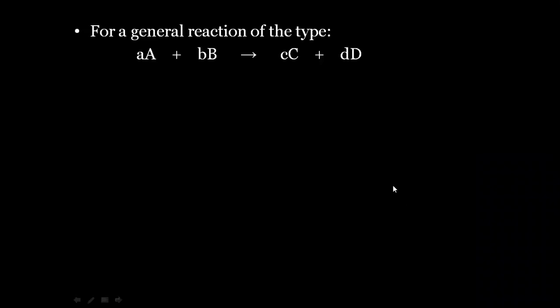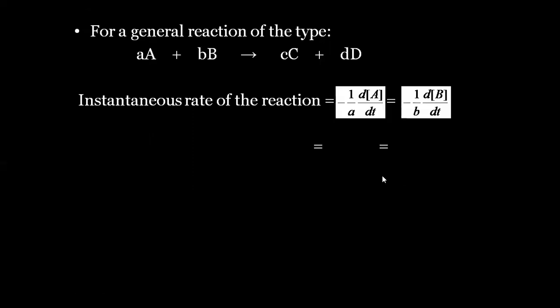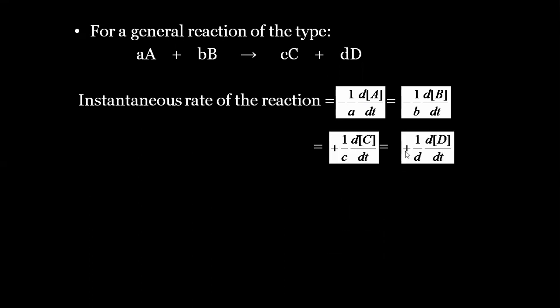It is at a particular instant, whereas in average you have a specified time interval. If I take the same reaction again, the whole concept remains the same. We have to divide by the stoichiometric coefficient. The only thing is that we change the notation. So it will be dA by dt, dB by dt, dC by dt, and dD by dt.